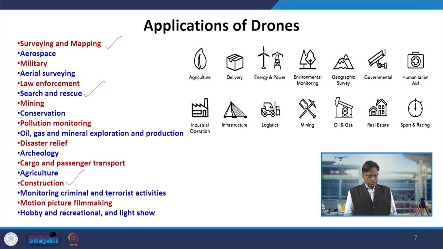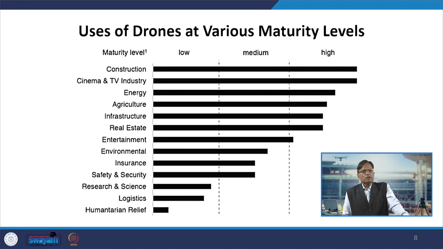We can monitor criminal and terrorist activity. We can have motion picture filmmaking. It has been used a lot in the past also, and we are using it in hobbies and recreation and light shows, entertaining people. So you can see from this small list that there are a very large number of applications of drones. It is not only for mapping, not only for creating 3D models, but for various applications which are useful to human beings.